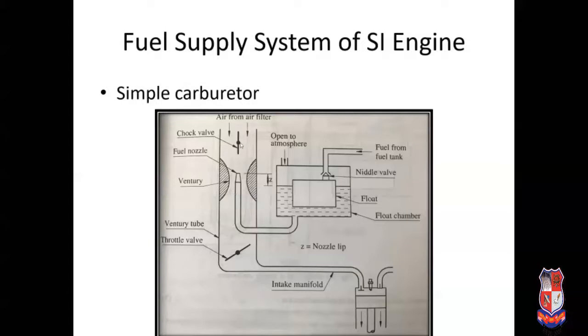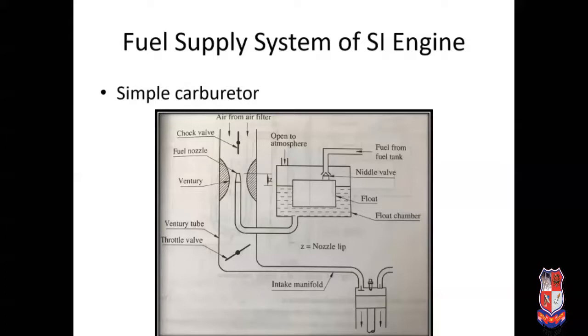Again, here there is another valve, that is the choke valve. The purpose of the choke valve is for the starting condition. During the starting condition, a rich mixture is required. So during the starting condition, the choke valve is partly open. So limited air enters and more fuel is supplied. So a rich mixture is available. Rich mixture means the fuel quantity is more compared to air. It is called rich mixture.